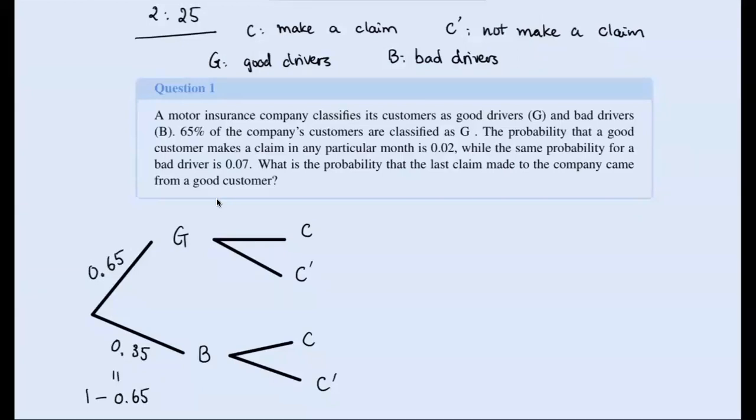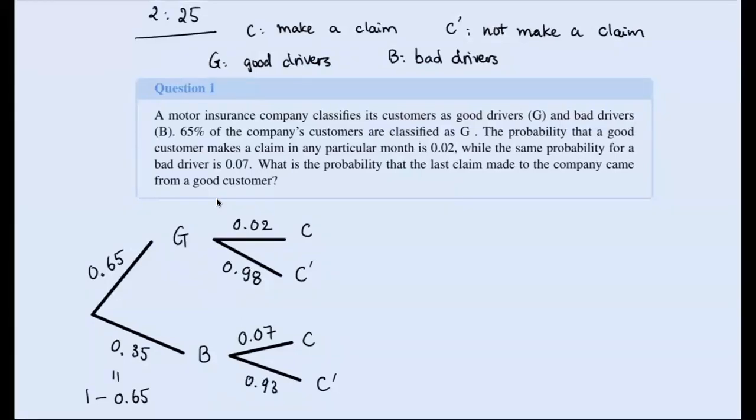And then given that the customer is a good customer, the probability that they make a claim in a particular month is 2%, which means the probability that they did not make a claim is 0.98. For a bad customer, the probability that they make a claim per month is 0.07. So the probability that they did not make a claim is 0.93.